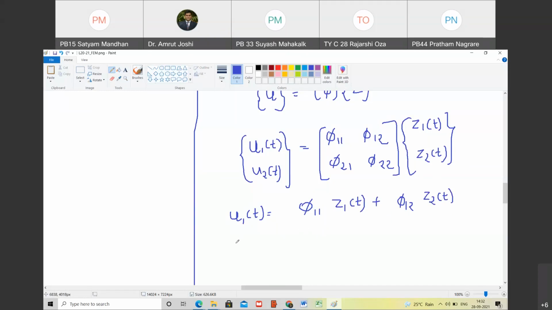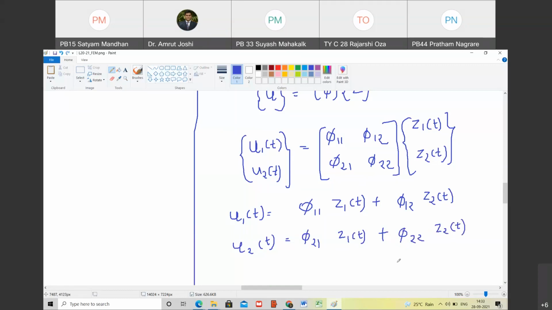Yes, sir. And u2 of t, u2 of t, चलो, u2 of t क्या है बोलो मुझे? Phi 2 1 of z1 of t plus phi 2 2 of z2 of t. I'm sorry, phi 2 2 into z2 of t. Are you with me? Yes, sir.